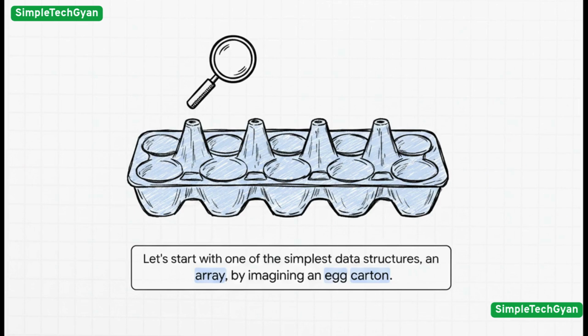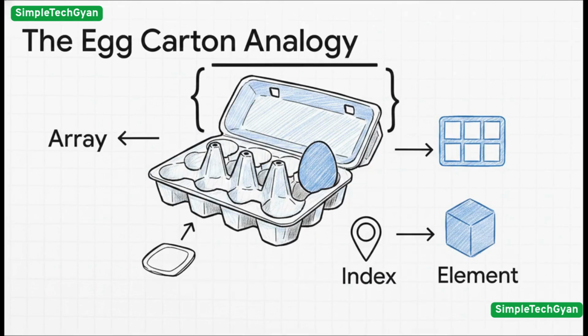To make this really concrete, let's talk about one of the most basic data structures out there, the array. And the best analogy for an array is probably sitting in your refrigerator right this second. It's an egg carton. This analogy is perfect because it lays out the core ideas so clearly. The carton itself, that's the array, our container. Each little cup where an egg goes has a specific numbered spot, right? That's what we call an index. And the egg itself, the thing you're storing, that's the actual piece of data, which we call an element. It's that simple, a fixed number of ordered slots to hold our stuff.